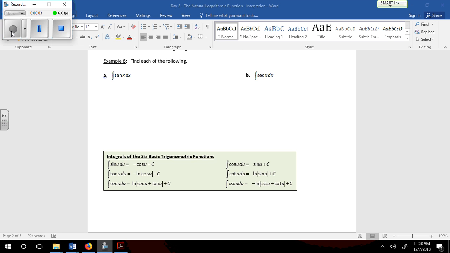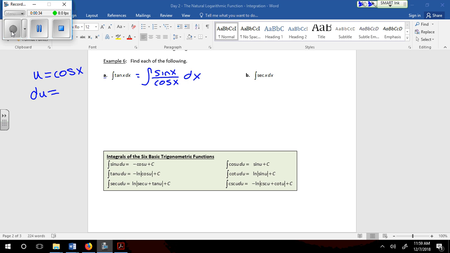All right, so in example 6, we're actually going to integrate some trig functions that we don't have the integrals memorized for. So one example would be tangent, and you can actually do cotangent very similar to this. But we're going to break up tangent into sine over cosine. And then we can use u substitution. So u is going to equal cosine of x.